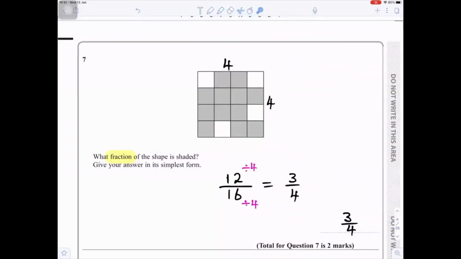Question number 7. What fraction of the shape is shaded? Give your answer in the simplest form. That means we need to simplify it after we get our answer. So what you want to do is count: on this side there are 4, on this side there are 4. So 4 times 4 gives you 16. So there are 16 all together. Now you count how many are shaded.